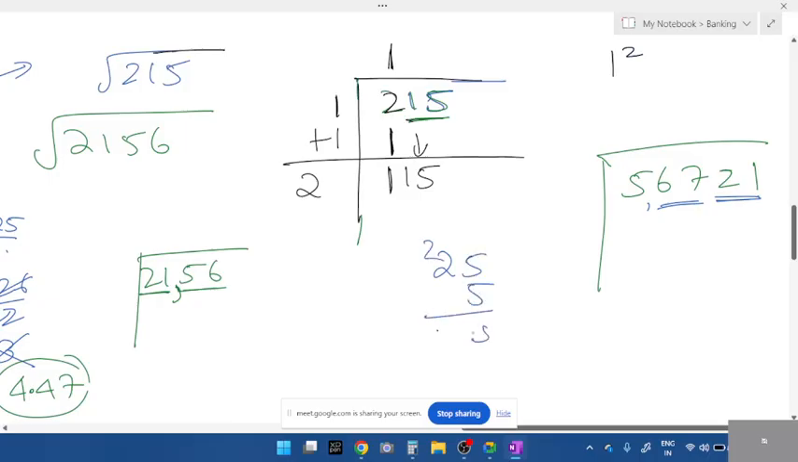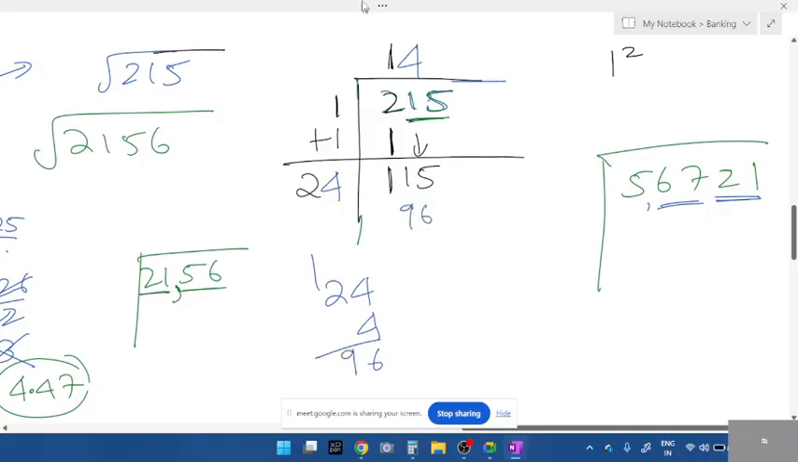5 5s are 25, 5 2s are 10, 11, 12. Is it less than 115 or more? More. So what number should I take? What number should I put? 4. So 24 into 4. Whatever number I put beside 24, that I have to multiply. 4 4s are 16, 4 2s are 8, 8 plus 1 is 9. I'll take 24 into 4 is 96. Is this clear? Understood?